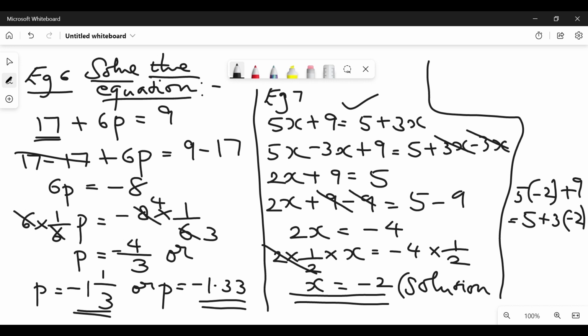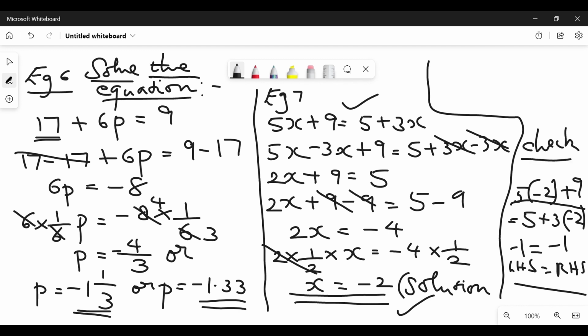Let's see. 5 times minus 2 plus 9 is nothing but minus 1. 5 plus 3 times minus 2 is again nothing but minus 1. As you can see, the left hand side and the right hand side are equal, so you can come to the conclusion that x is equal to minus 2 is the solution of this. So this is the way of checking your result, whether your answer is correct or not.